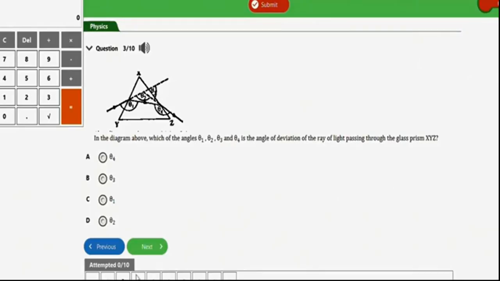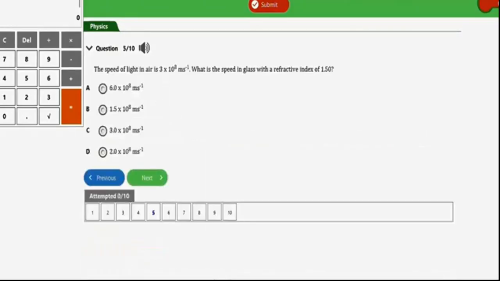Let's wipe this now and solve the next repeated question, which is this one. It says the speed of light in air is this value. What is the speed in glass with a refractive index of 1.50? So for this particular question, to get the speed in glass, it will be the speed of light in air, 3 times 10 to the power 8, over the refractive index 1.50.